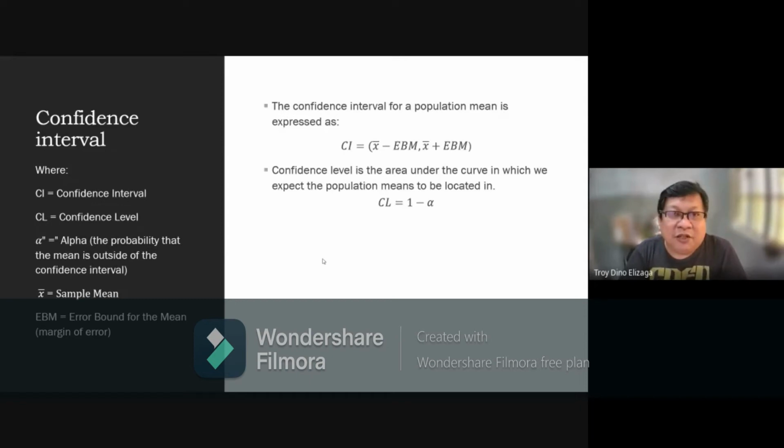EBM is the error bound for the mean, no? This is your margin of error, and x bar is your sample mean. So the confidence level is the area under the curve in which we expect the population mean to be located. This is what we mentioned earlier as the 1 minus alpha.